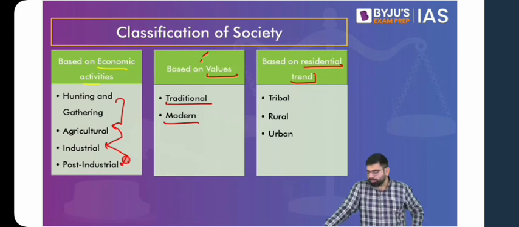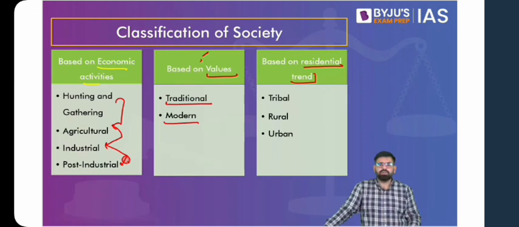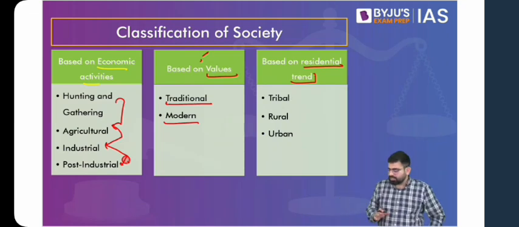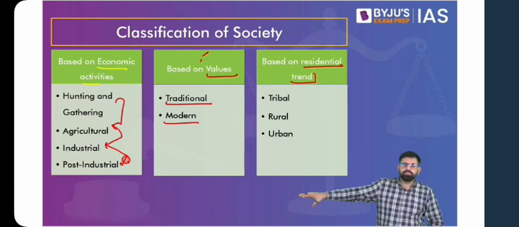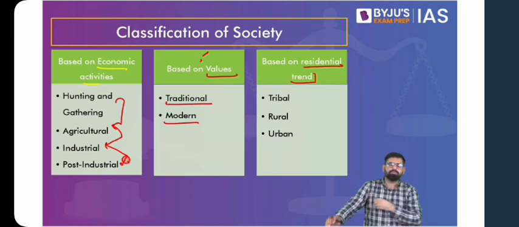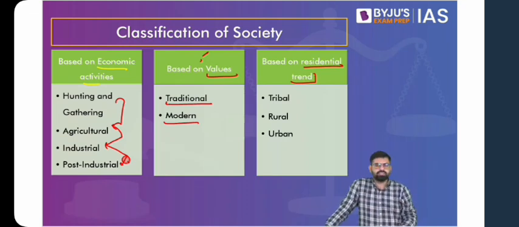Then we can talk about residential trend. You can think about this in terms of distribution of population. Population is distributed in rural and urban areas. Also, we have tribal societies, or people living in tribes. So this has more to do with residential trend, or the distribution of population. Now, these are the aspects which will be covered through the course of our social issues syllabus. So you need not worry that there might be a few things you would not have been able to understand completely, but everything will fall in place by the time we finish these lectures.